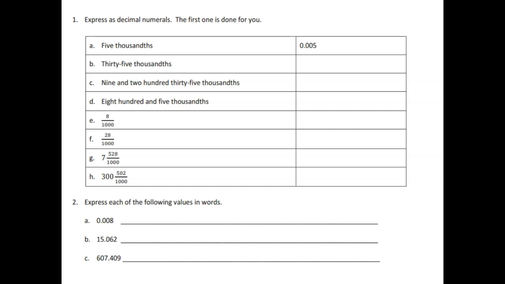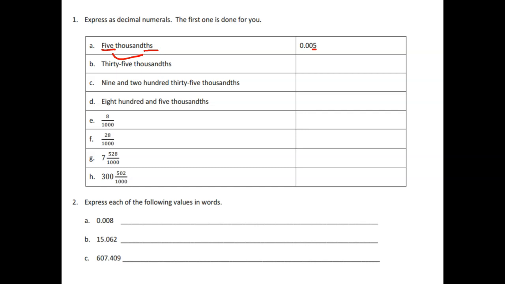Number one has several parts, A through H. It says express as decimal numerals. The first one is done for you. So you see for A, 1A says 5 thousandths. So pay attention to that. We know that it's 5, and it has thousandths. So the 5 is going to be in the thousandths place. All right, so we see that the 5 is in the thousandths place.